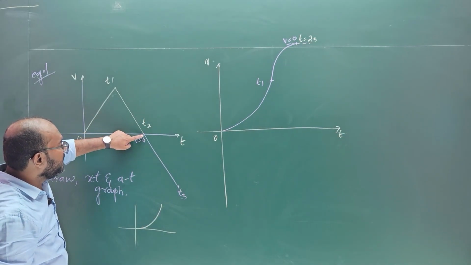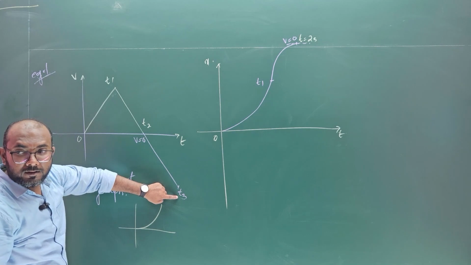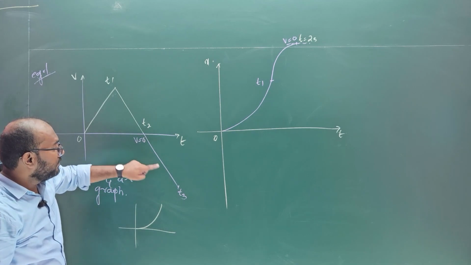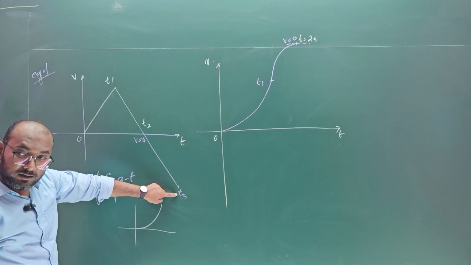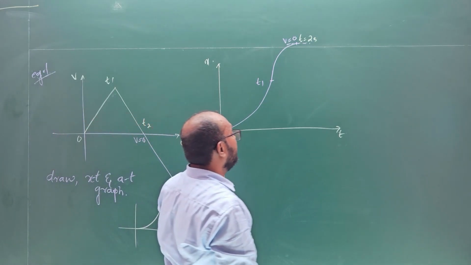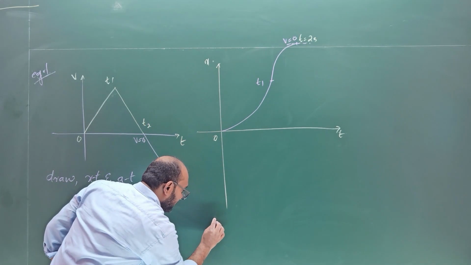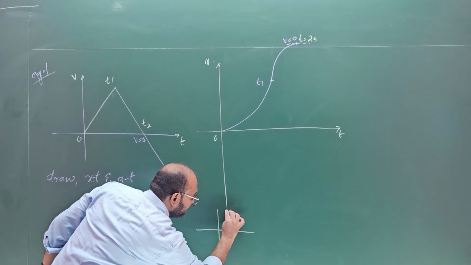So the object reached here at t equals 2 seconds or t2, whatever it may be. From t2 to t3, what is happening? Is velocity increasing or decreasing? Increasing. If velocity is increasing, then I have an xt graph like this.